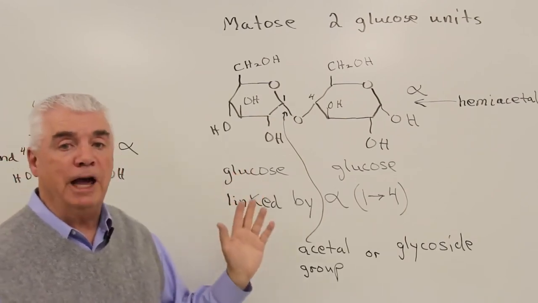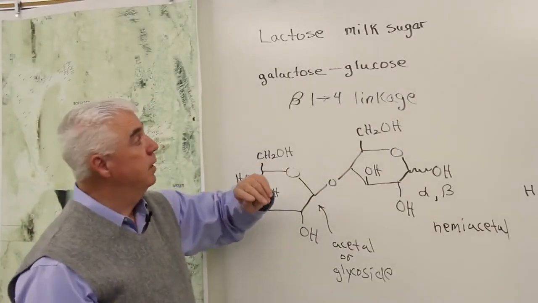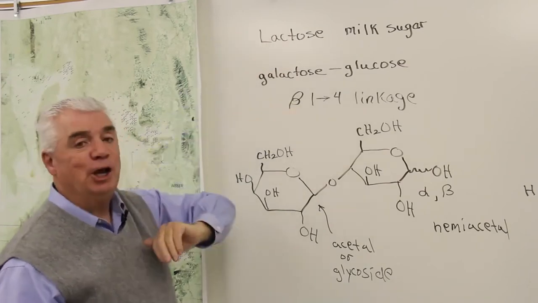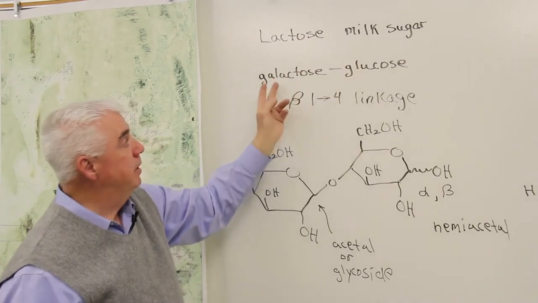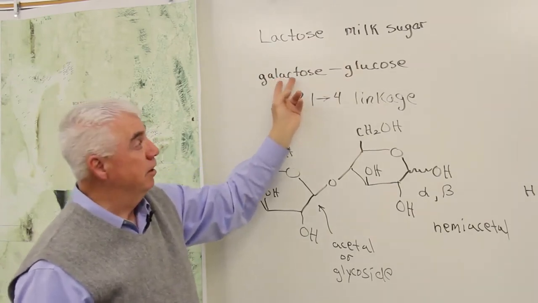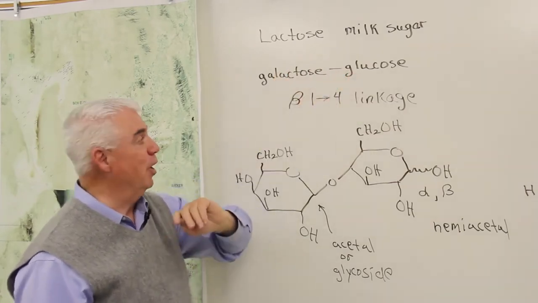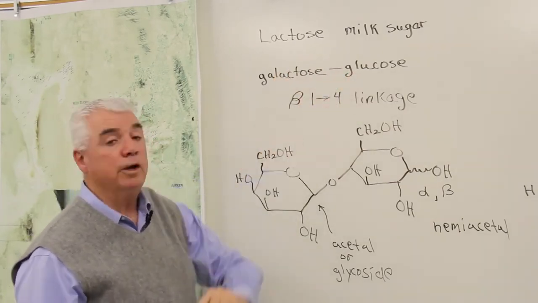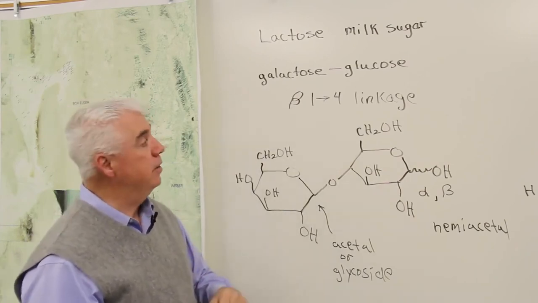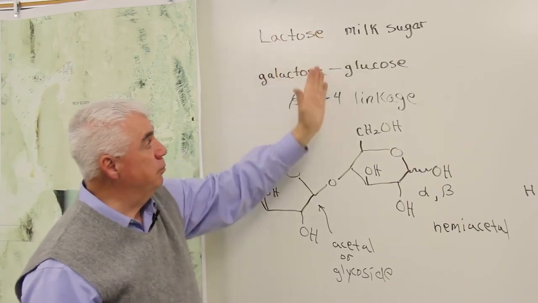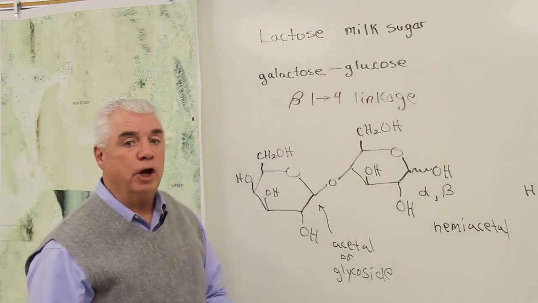Let's look at the structure of lactose. Lactose is also called milk sugar, and the 3 things that we'd like you to know are right here at the top. Its alternate name, the fact that it consists of 2 monosaccharide units, a galactose linked to a glucose, and they're linked by a beta 1 to 4 linkage. And when we take lactose into our body, the digestive system is able to cleave this bond, and we get a unit of galactose and a unit of glucose.